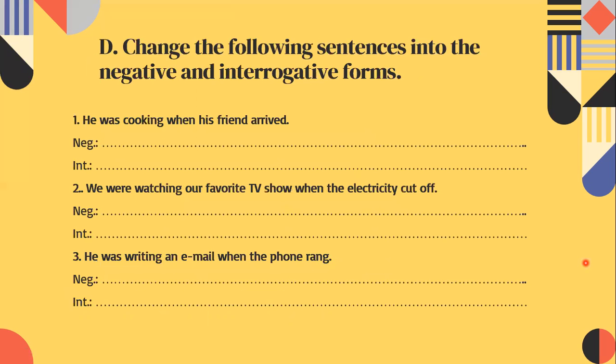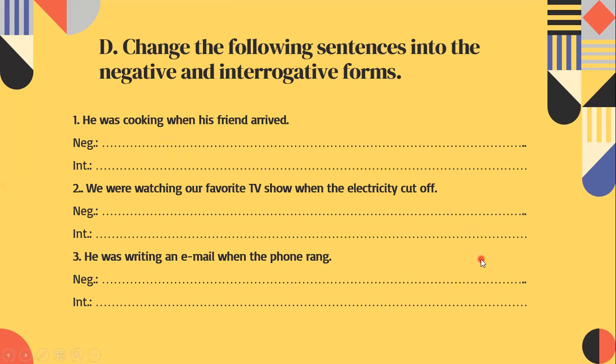Now here we have some practice questions. We have to turn these affirmative sentences into the negative and interrogative forms. For example, he was cooking when his friend arrived. So I say he was not cooking when his friend arrived in the negative. And in the question, I have to start with was. So I switch was and he. I say, was he cooking when his friend arrived?